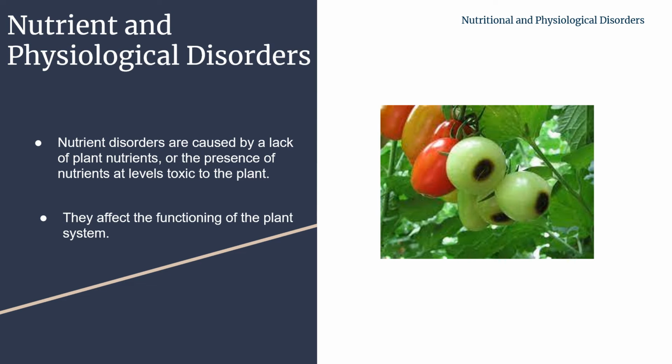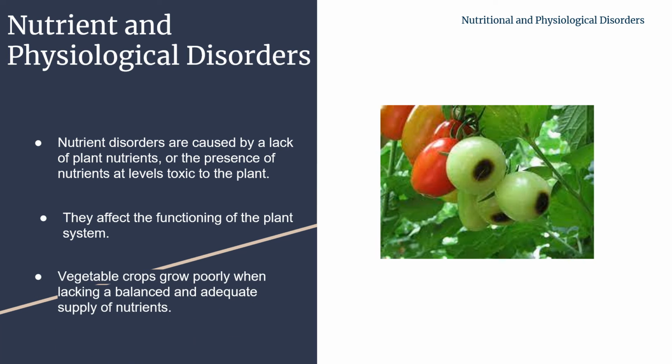Nutrient disorders may result in a reduction of yield. Vegetable crops grow poorly when lacking a balanced and adequate supply of nutrients. It is vital that all the essential nutrients needed by plants are present in adequate supply. A low supply of just one of them will limit growth until the nutrient is fully supplied.